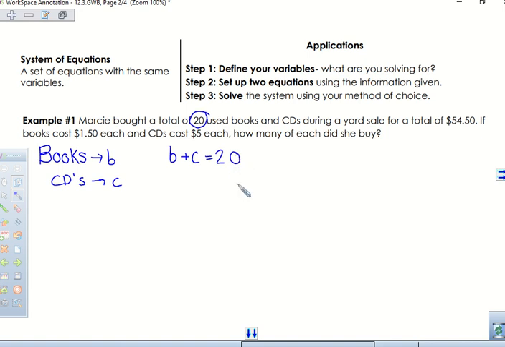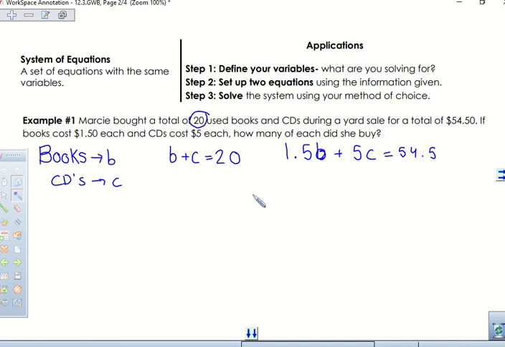And then we have some dollar amounts here. So we know that a book costs $1.50. So if we take the number of books that we buy and multiply it by $1.50, plus, sorry, that should be a B, plus the number of CDs we buy multiplied by 5, the total amount of money is going to be $54.50. Do you see how the ones with the money went together, and then the other one is just the total number of items that you bought? So these are going to be our two equations.